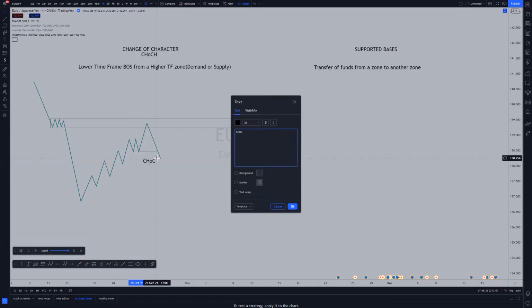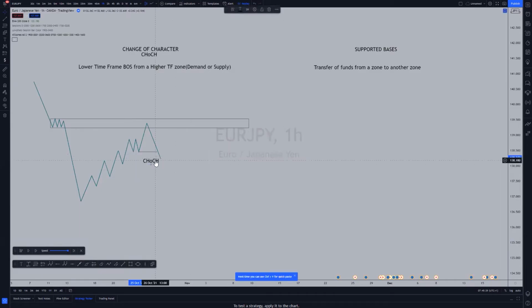I like writing the first two letters capital and the last two capital. So this is the change of character. So once you see a lower time frame break of structure, that means that price has given you intent that it wants to continue bearish.